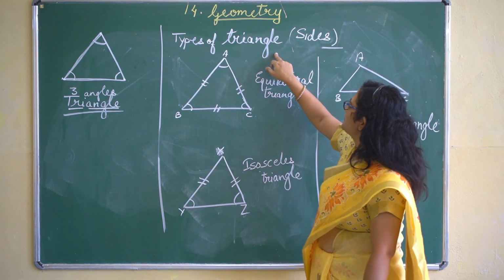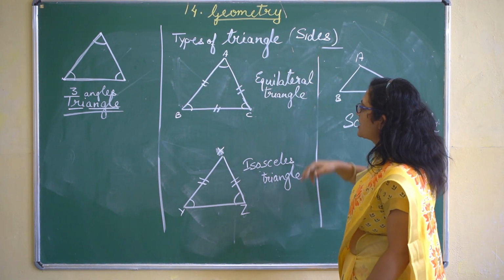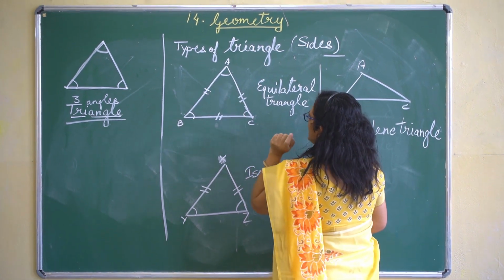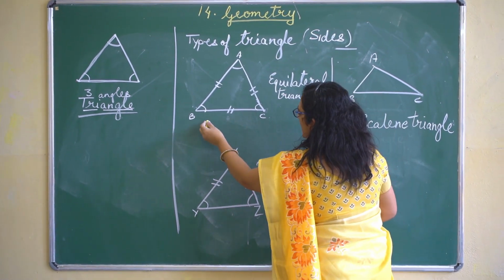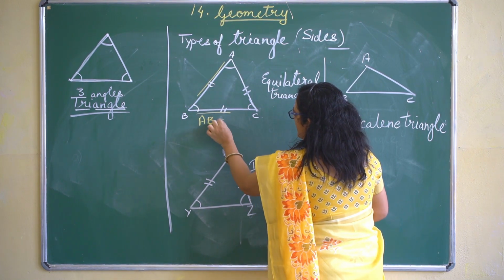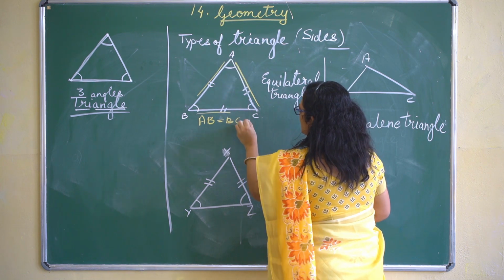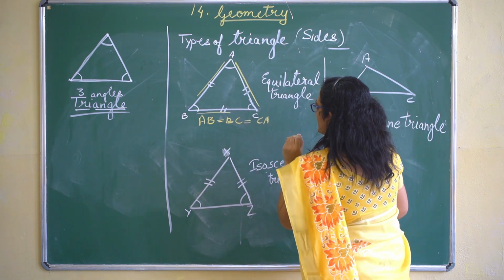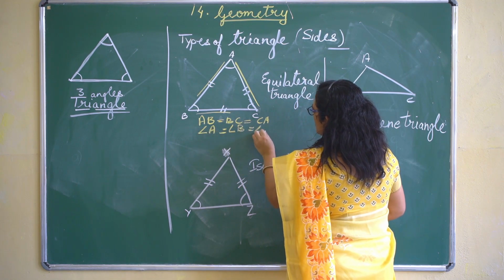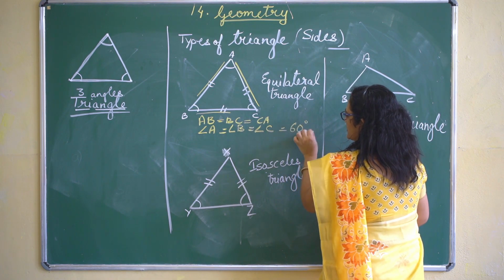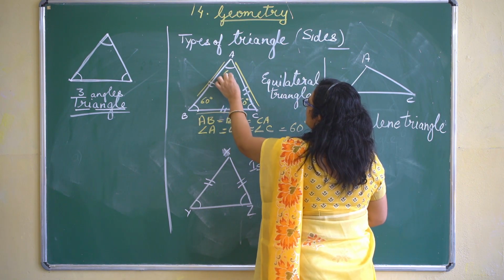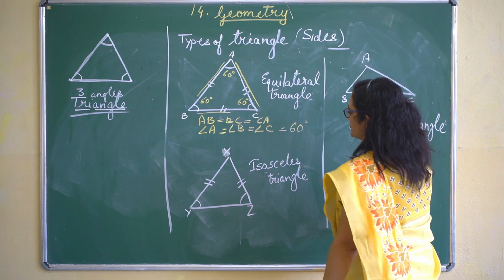Now we will study types of triangles on the basis of sides. A triangle whose sides are all equal as well as all angles equal is called an equilateral triangle. All the sides are equal: AB equals BC equals CA. All the sides are equal as well as the angles. Angle A equals angle B equals angle C, which equals 60 degrees. All the angles measuring 60 degrees is called an equilateral triangle.